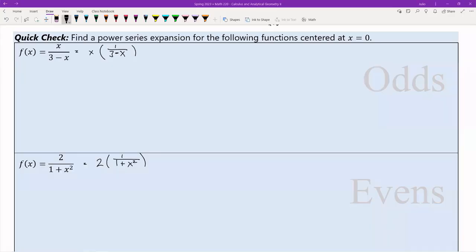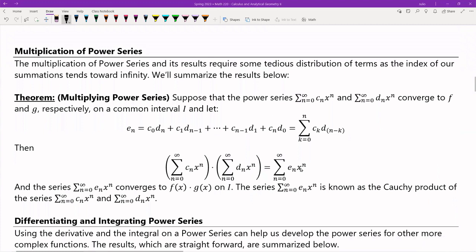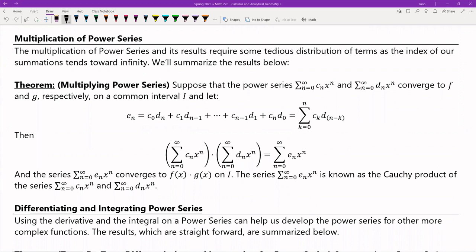The next thing I want to do, I'm not going to be too concerned with, but it is fairly important. It's more tedious than anything. It's the multiplication of power series. Let me run through the theorem for it. Suppose you had two power series, one that has c of n's and one that has d of n's, and they converge to an f and to a g respectively, on a common interval I.